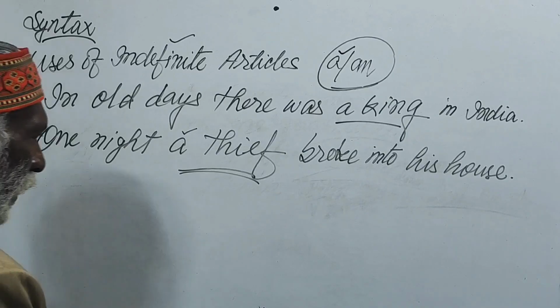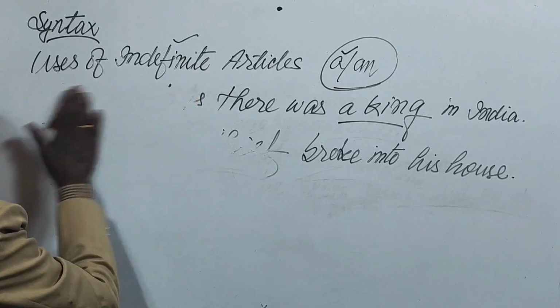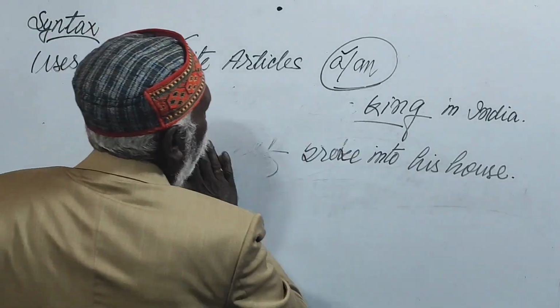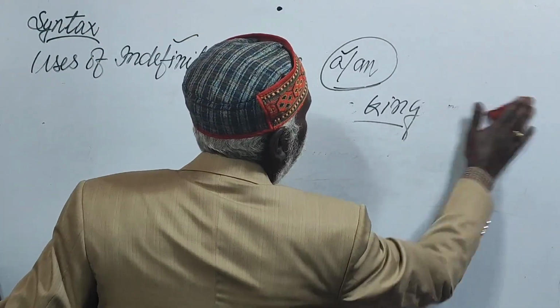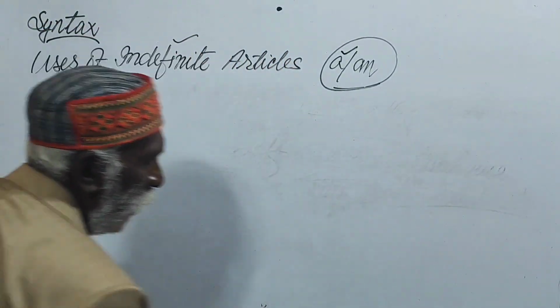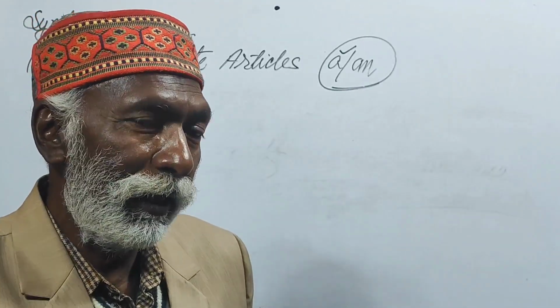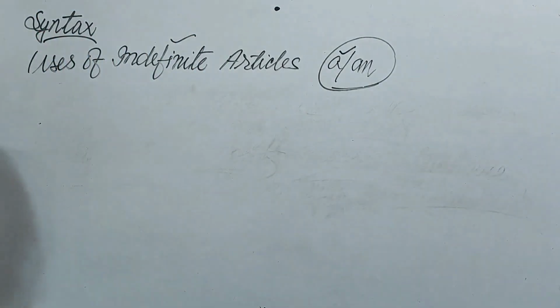Next rule is to generalize. What is to be generalized? Now enjoy. To generalize a proper noun. A proper noun is generalized. Example here.